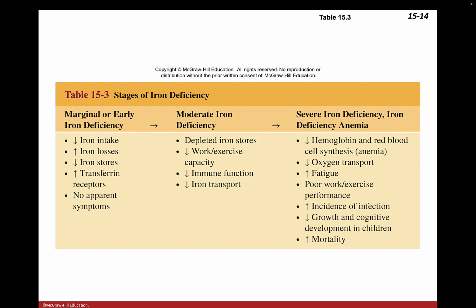When we look at severe iron deficiency and iron deficiency anemia, we look at decreased hemoglobin and red blood cell synthesis. There is the anemia that we see. There's going to be a decreased oxygen transport, increased fatigue. There's going to be poor work or exercise performance. You will see an increased incidence of infection. There are going to be declines in growth and cognitive development in children, and the potential for mortality.